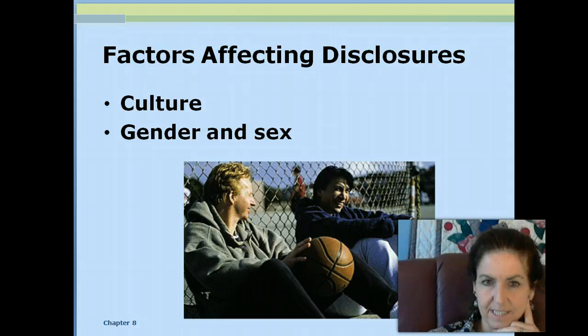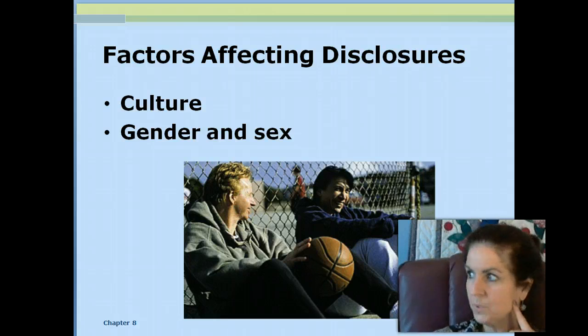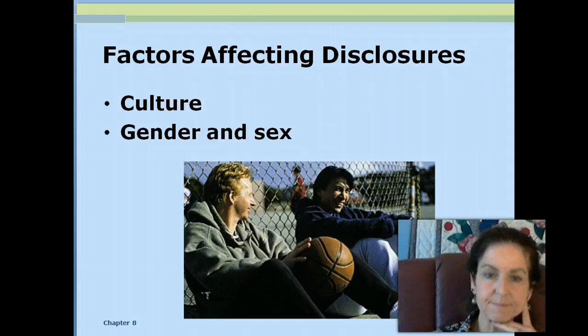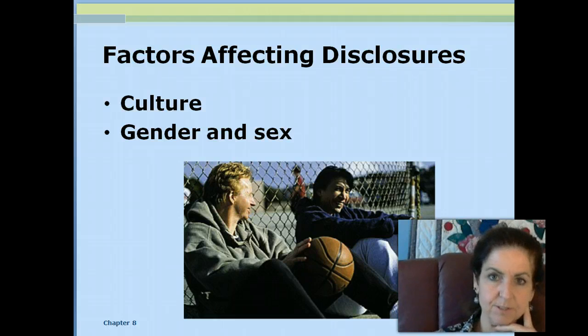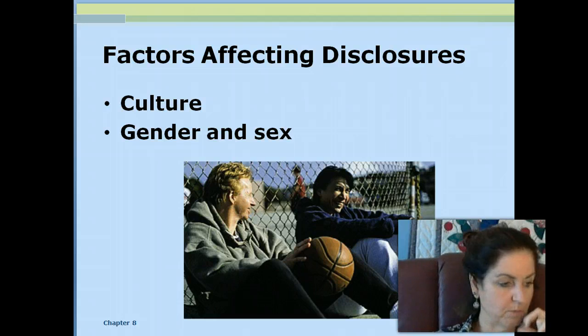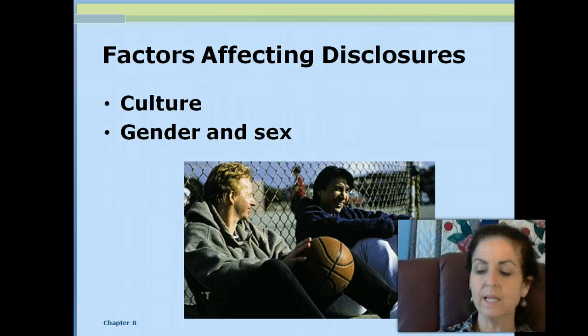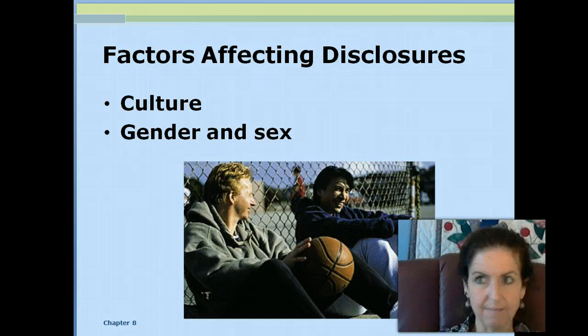Other factors, certainly different cultures are a lot more expressive and, let's say, open, and that influences it. Women and men both tend to prefer to self-disclose to the opposite sex, which is interesting. Women tend to disclose more of a personal nature. Men will disclose a lot in terms of quantity, but it's typically about activities or hobbies or interests, and very rarely about things like weaknesses or fears.